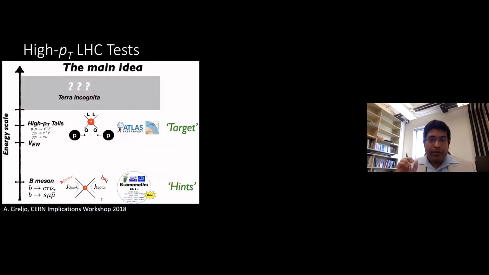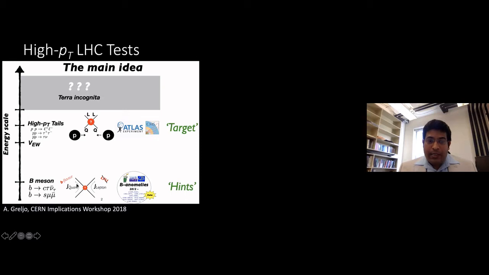But what I would like to emphasize here is that there is a nice complementary way that the high PT LHC experiments can really test this. Okay, so what's happening here? You have this at the low energy scale around the B meson mass. You have these decays, B→Cτν or B→Sμμ.